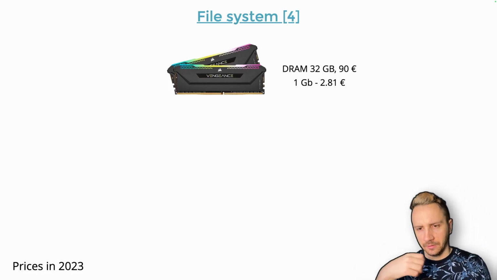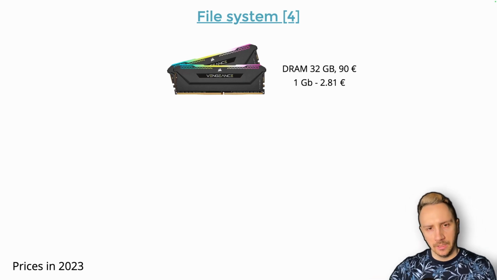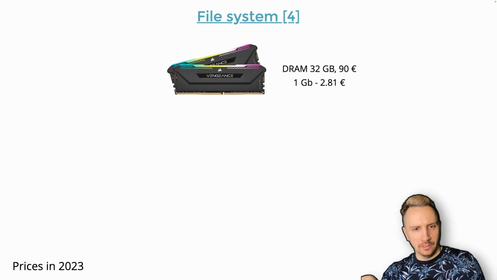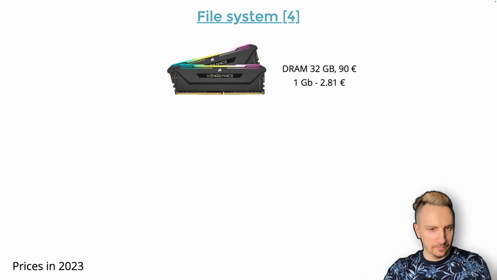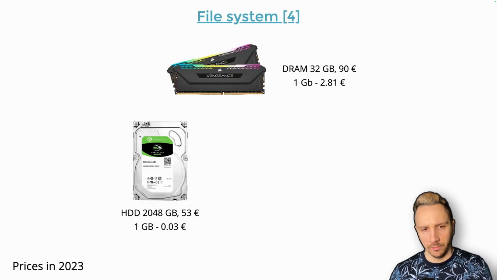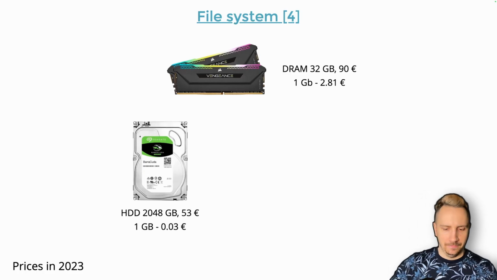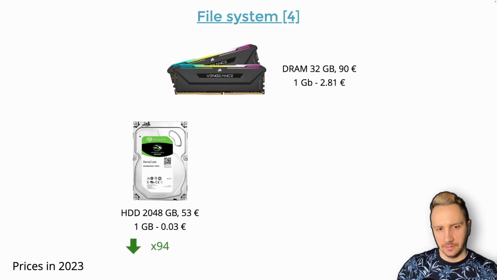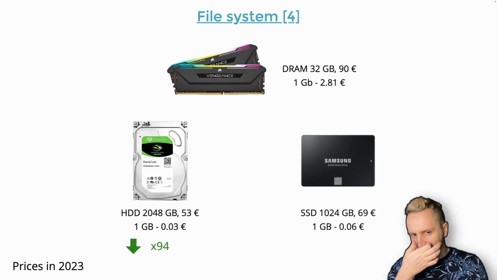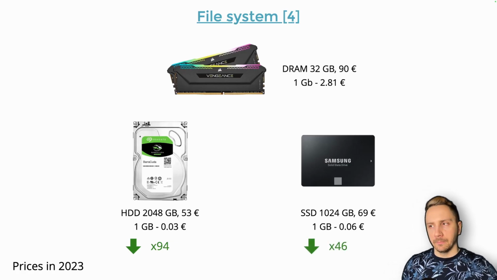When I last checked it 3 years ago, just to see how much more expensive it is than other stuff, I saw that for RAM you will pay for 1 gigabyte approximately €2.81. If you buy an HDD 3 years ago, from the moment of recording this, 1 gigabyte of HDD was 3 cents. And it's 94 times cheaper. If you buy an SSD, 1 gigabyte will be 6 cents. It's 46 times cheaper than RAM.